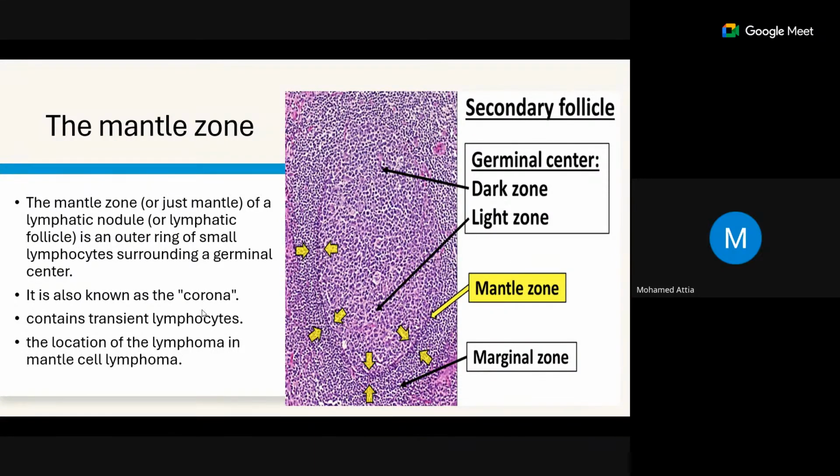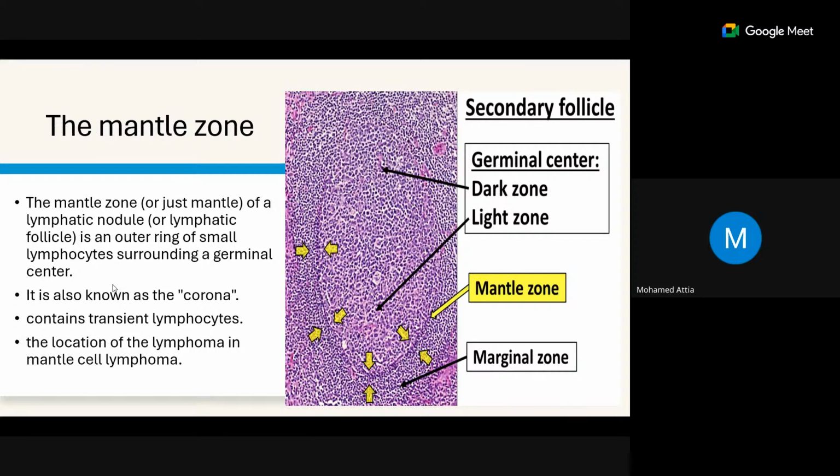So it can still be called a corona kind of cells, and it contains transient lymphocytes, as we said. These are naive or early mature cells that will go inside the lymphoid follicles from the sinuses, and they will go inside the follicle to continue the maturation. If something happens to these cells, they will not continue the maturation, and rather they will proliferate, forming one bad kind of lymphoma, which is mantle cell lymphoma.